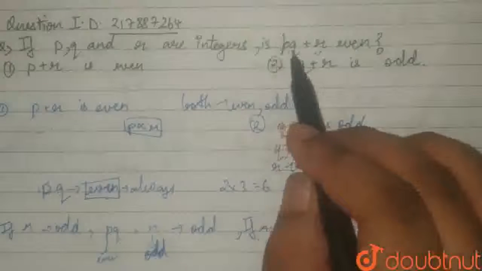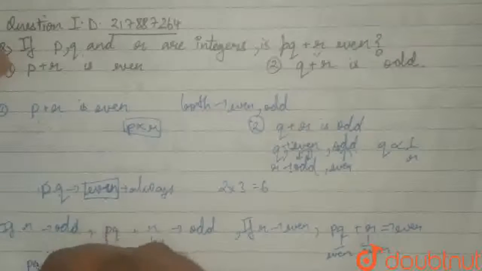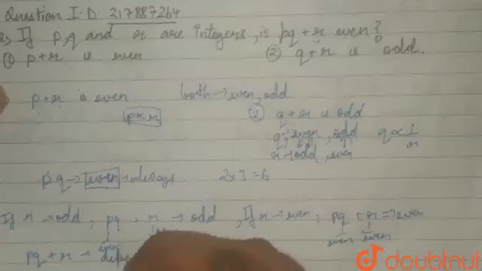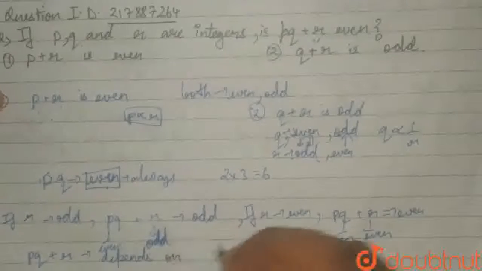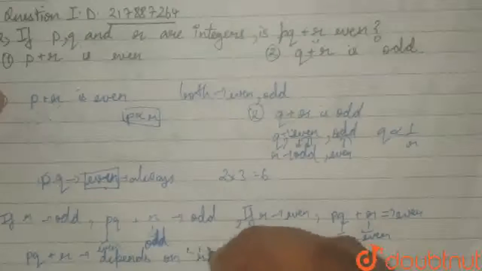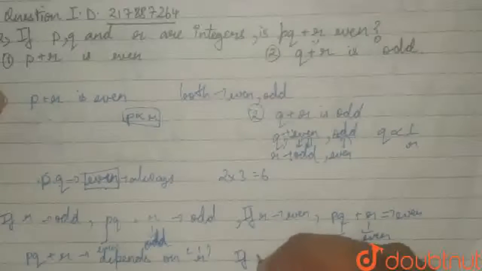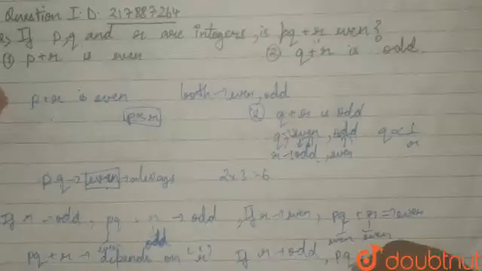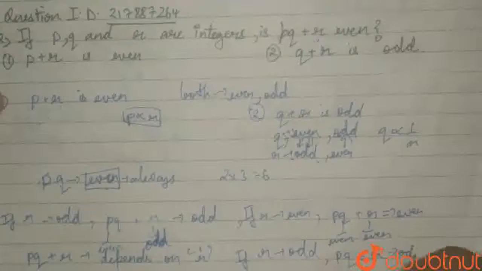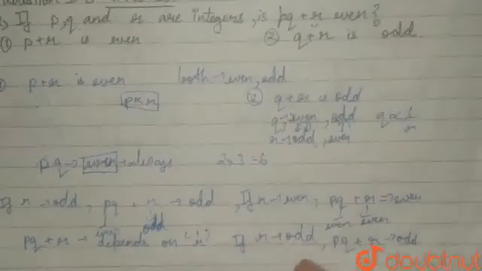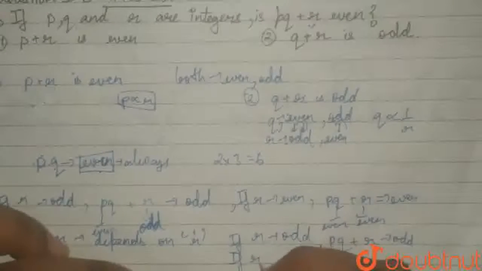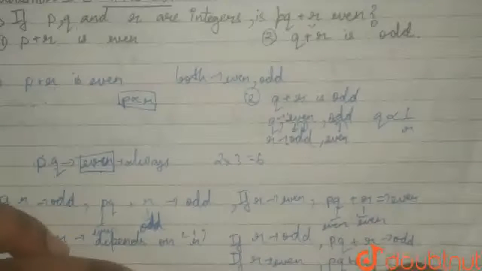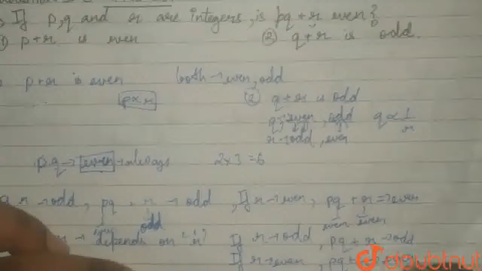So the value of PQ plus R depends on R. If R is odd, PQ plus R is odd. If R is even, PQ plus R is also even.